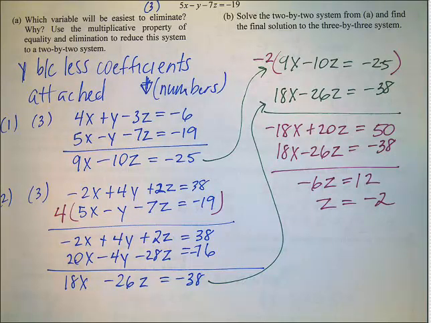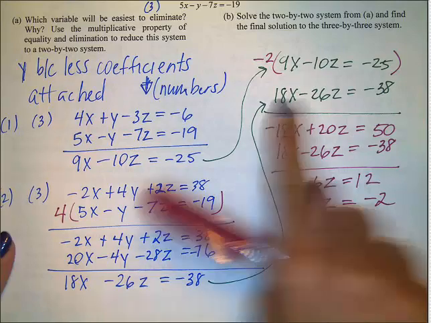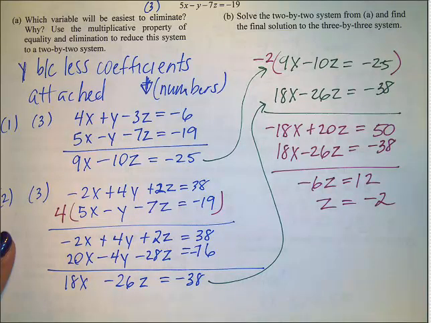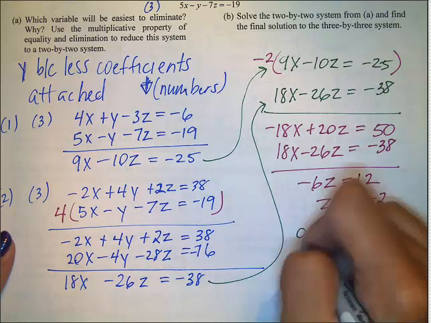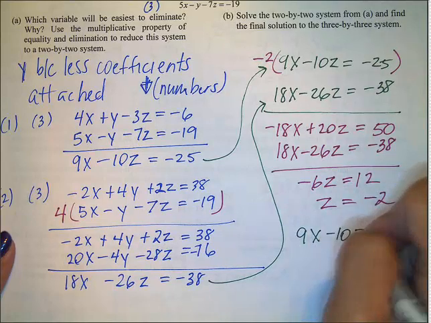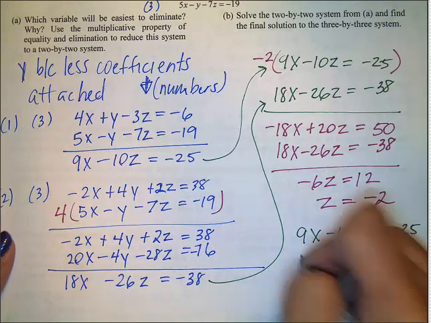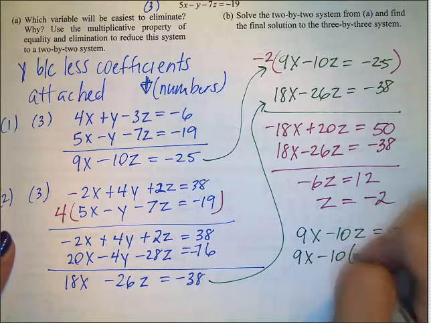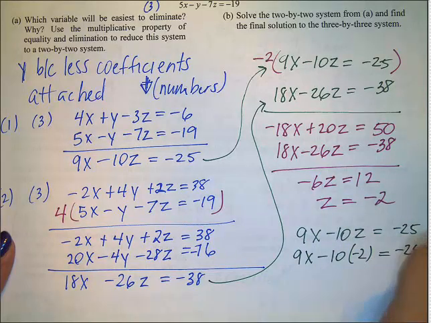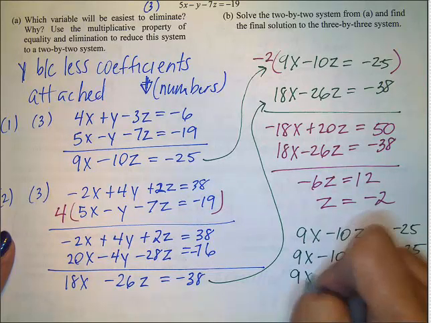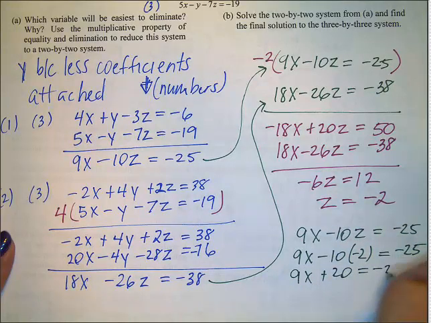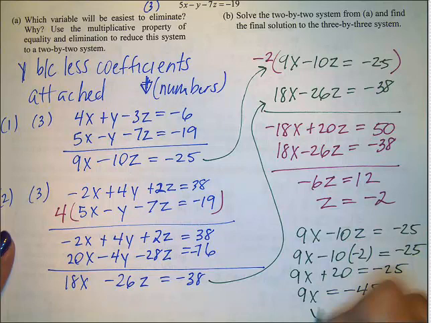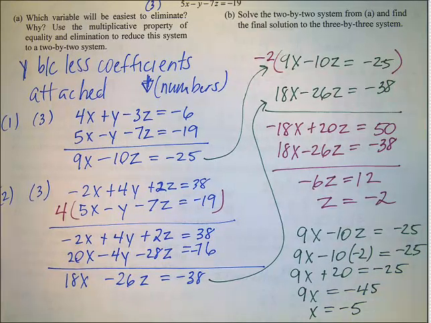Now I have to find x and y. Well, I go back to this equation and I can find x. So 9x minus 10z equals negative 25. So 9x minus 10 times negative 2 equals negative 25. 9x plus 20 equals negative 25. 9x equals negative 45. So x equals negative 5. Whew! We're almost there. And you'll know now why you had the whole page.